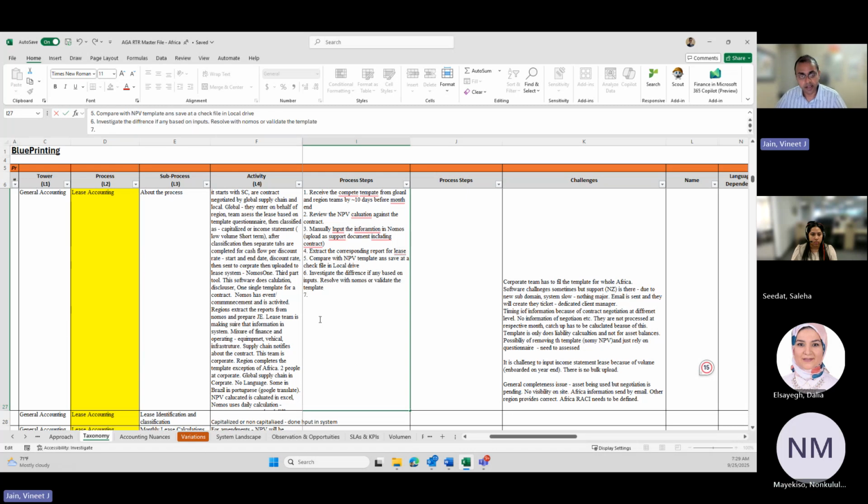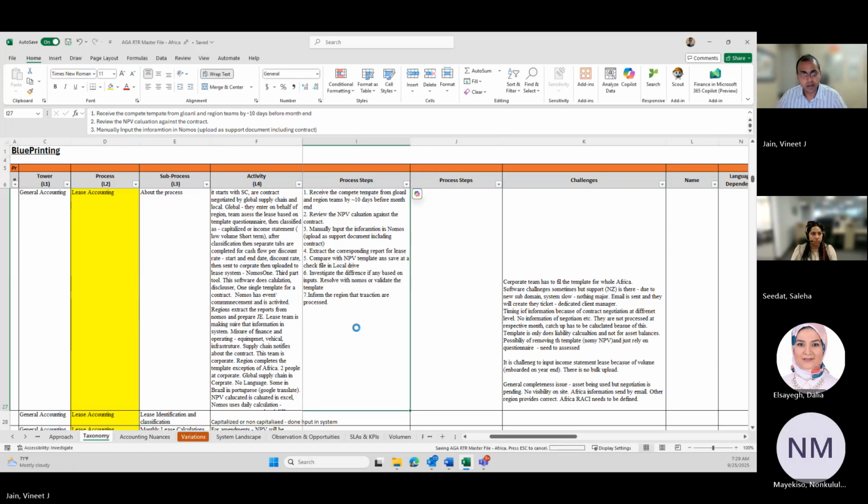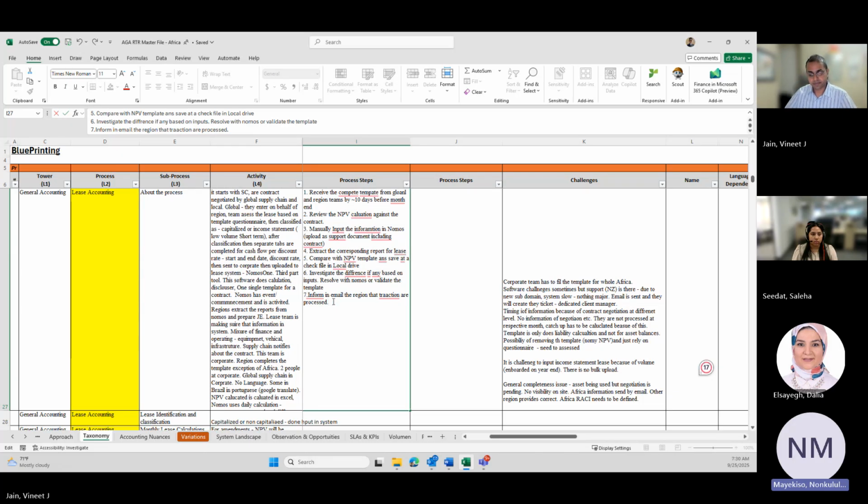Yeah. Okay, and the last step is? To inform the regions that transactions are ready for processing. Perfect. Do you receive any confirmation from them, or once you send it, it's done? Once I send it, it's done. If they have issues with extracting the information, they inform me, and then we try to assist. But my process ends after I've informed them that the transactions are ready for processing.